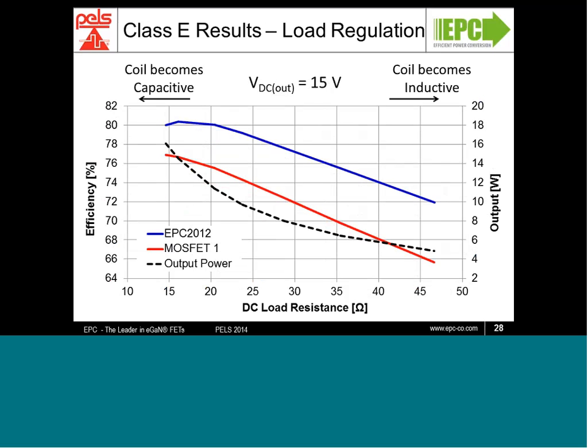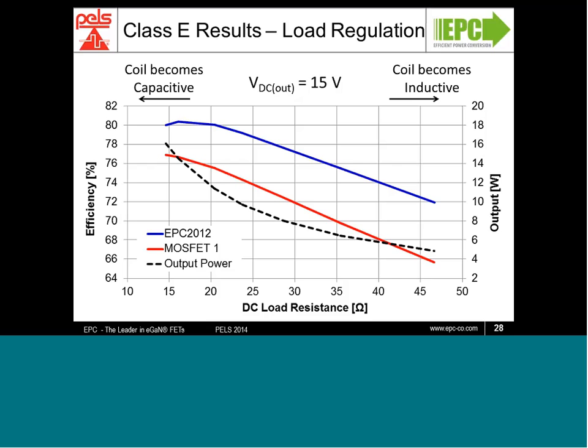Going towards the left, the DC resistance decreases, and the coil becomes capacitive as far as the amplifier is concerned. Moving to the right with a higher load resistance on the DC side, the coil becomes inductive to the amplifier. As you can see, the efficiency has a linear decay with increasing resistance, and this indicates that it's primarily driven by diode conduction losses, and as it goes down on the left, it is driven by capacitive or partial zero voltage switching losses. Again, we have about a 3 to 4 percentage points difference between the GaN FET and the MOSFET in performance.